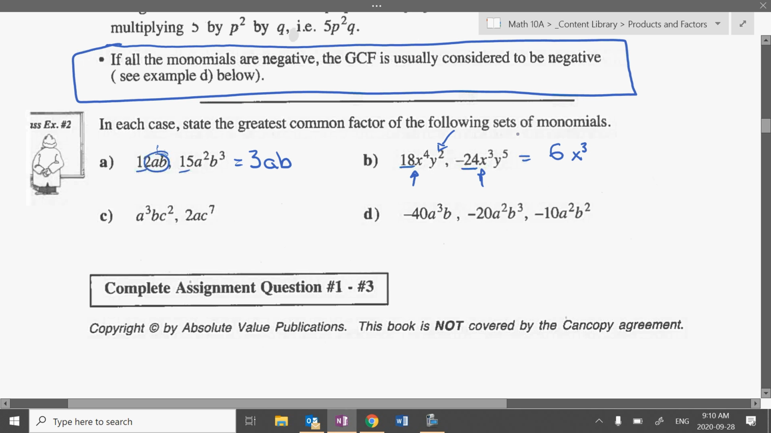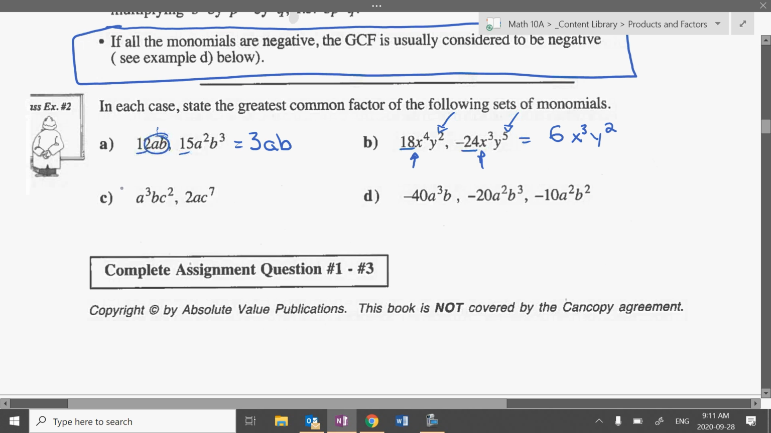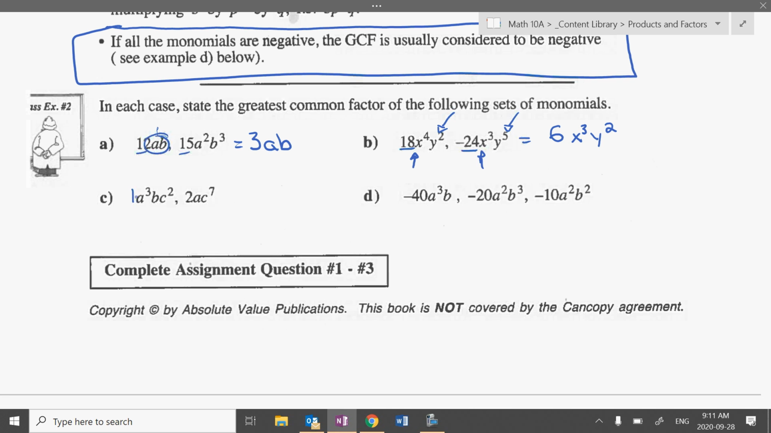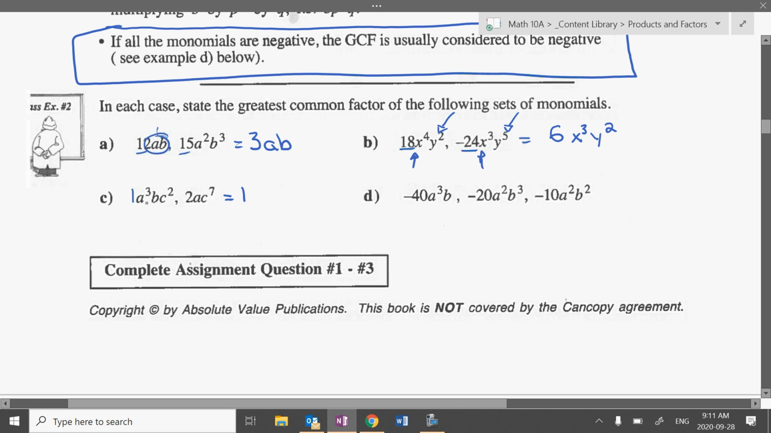In this example, I have 2 y's and 5 y's, so 2 y's is the most that are common. In this next example, I don't have any numbers other than 1, right? 1's the only one that's common in both of those, so I can write down a 1 if I want. I don't have to. I have 3 a's and then 1 a, so only 1 a is common. The second term has no b's, so I can't use a b as a common factor. Then I have 2 c's here. So my answer could be 1 ac squared or just ac squared.